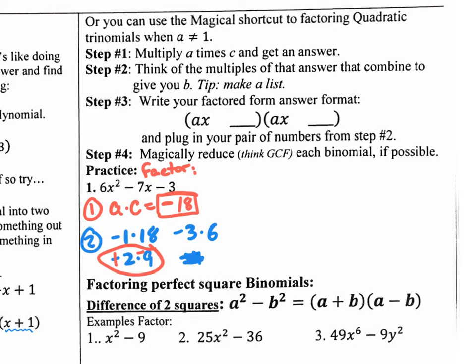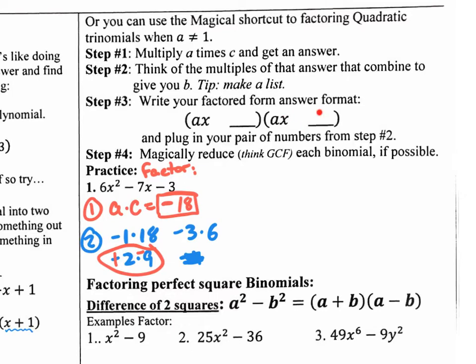Now, the old method was to rewrite your trinomial as a polynomial by replacing this middle value, negative 7x, with these two numbers. So you could write 6x squared plus 2x minus 9x, and then take away 3. That way you could have 4 terms, so you could factor by grouping, but that in itself is another 3 or 4 steps. So here's the alternative, quicker method.